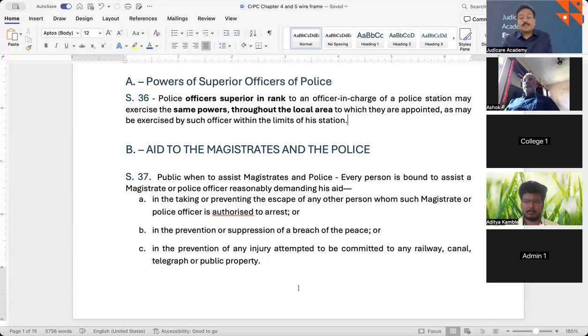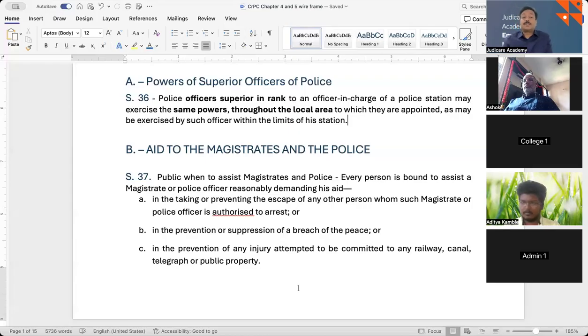So it is for the sake of preventing the escape of someone who could be lawfully arrested, preventing or suppressing a breach of peace, or preventing injury to public property. In all three cases, if somebody is escaping, it's quite possible that a police officer is there and might not be physically capable of single-handedly arresting somebody, and the person is escaping from his or her hand. In that case a magistrate or police officer whom they are supposed to authorize to arrest can come back and say please help, and if you are capable enough you should help, if you see there is no fear of injury or any kind of adversity to yourself.